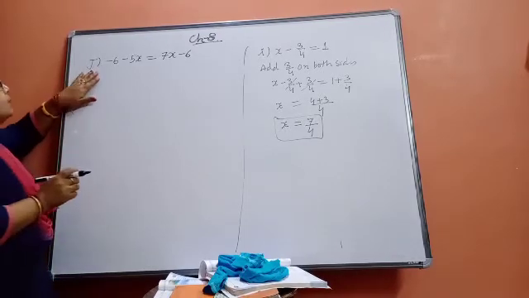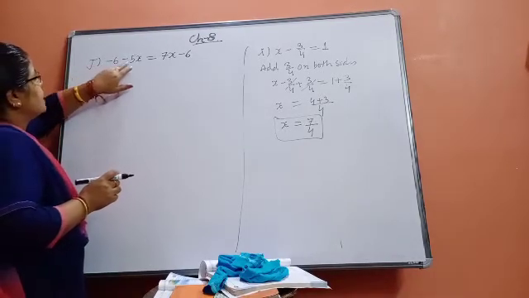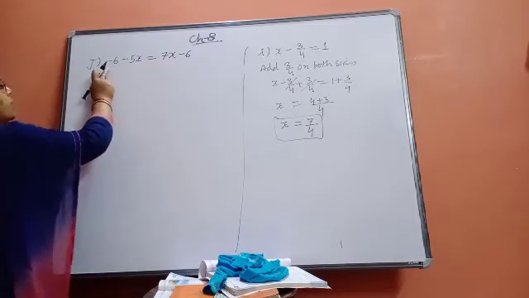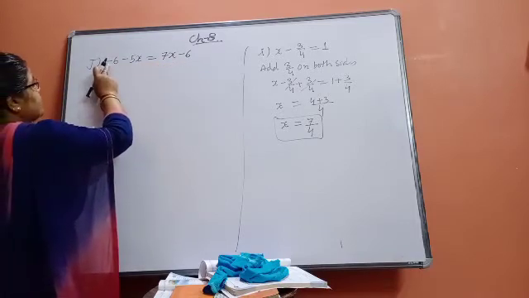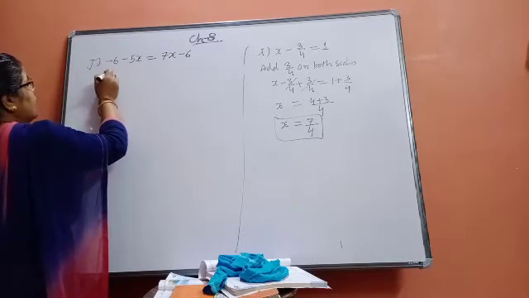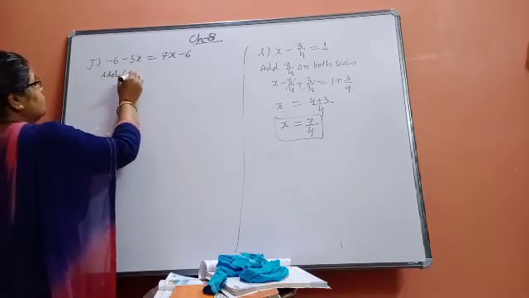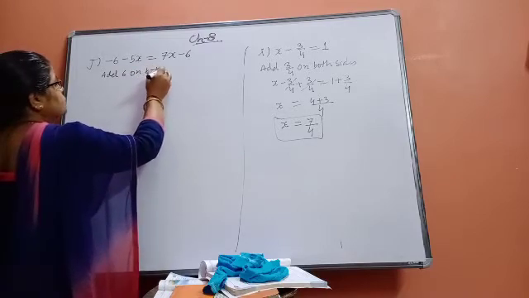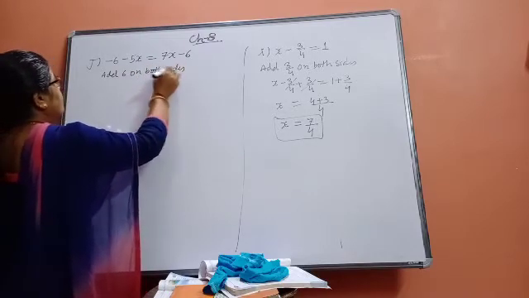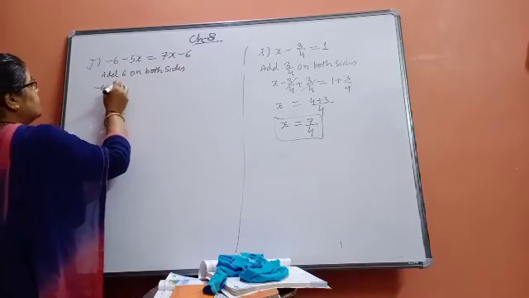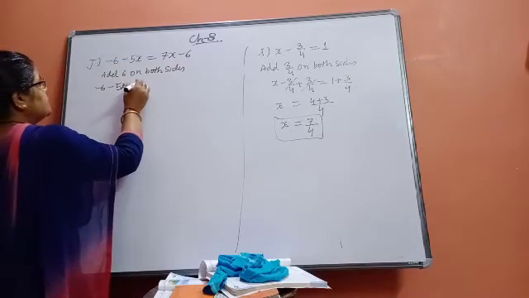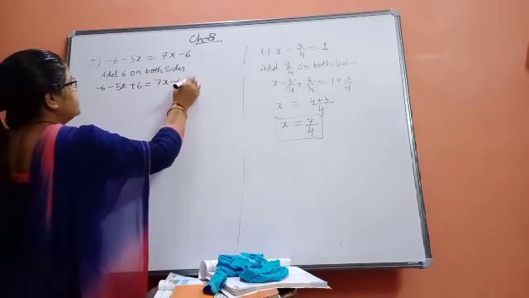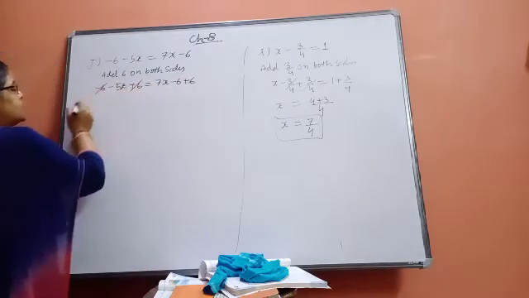See that, beta, this part of the question is: minus 6 minus 5x is equal to 7x minus 6. First of all we will remove this minus 6. So what you will do, add 6 on both sides. So it becomes minus 6 minus 5x plus 6 is equal to 7x minus 6 plus 6. So plus 6 and minus 6 will be cancelled.